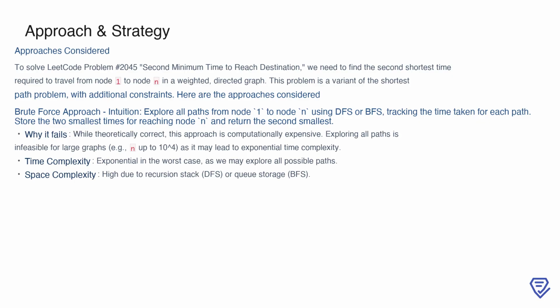However, this approach has significant limitations. While it is conceptually correct, it's highly inefficient for large graphs, where the number of nodes could be as high as 10,000. Exploring all potential paths leads to exponential time complexity, making it computationally prohibitive. Additionally, the space requirements are high, either due to the recursion stack in DFS or the queue storage in BFS, making this approach impractical for real-world scenarios with large graphs.